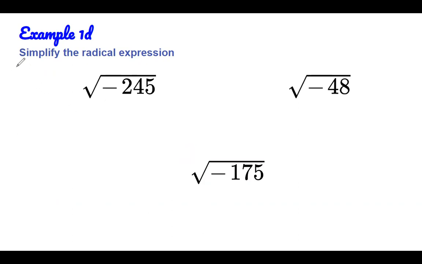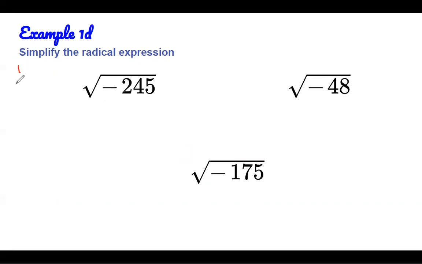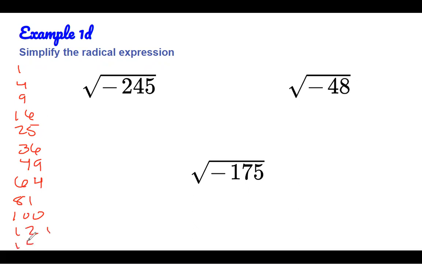For example, we said 1, again, my list, 4, 9, 16, 25, 36, 49. I'm trying to recall them, guys. Sorry. 64, 81, and so on and so forth. 100. What's the next one? 121. And then 144, and so on and so forth. Okay. All right. Let's see if any of these perfect squares can be a factor of those values that are inside.